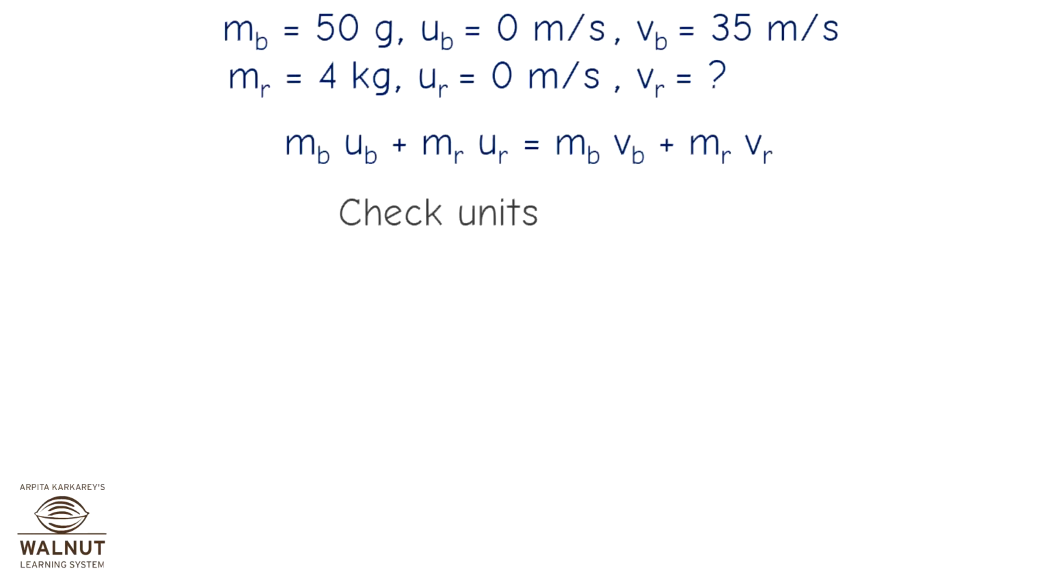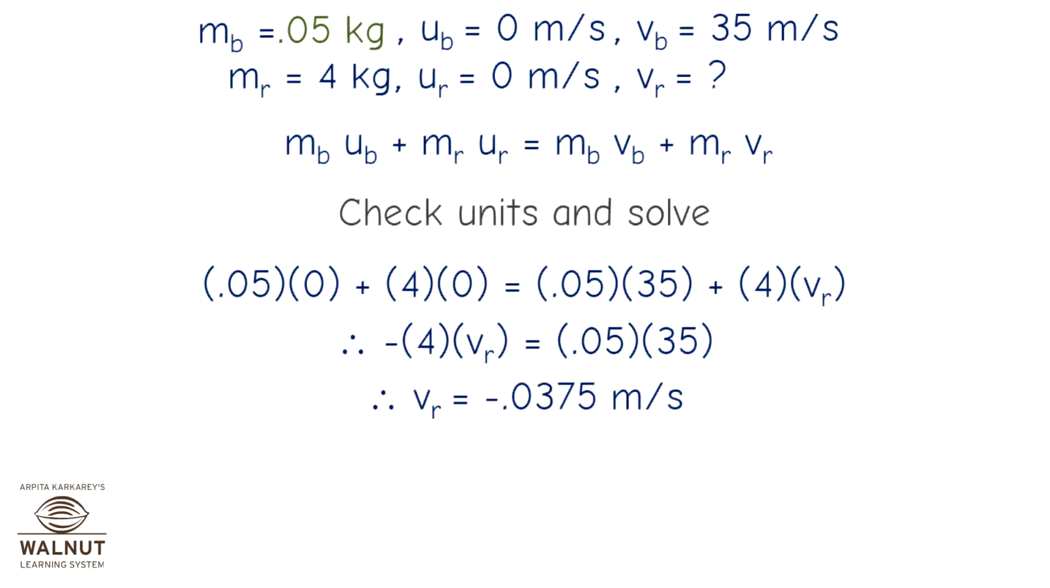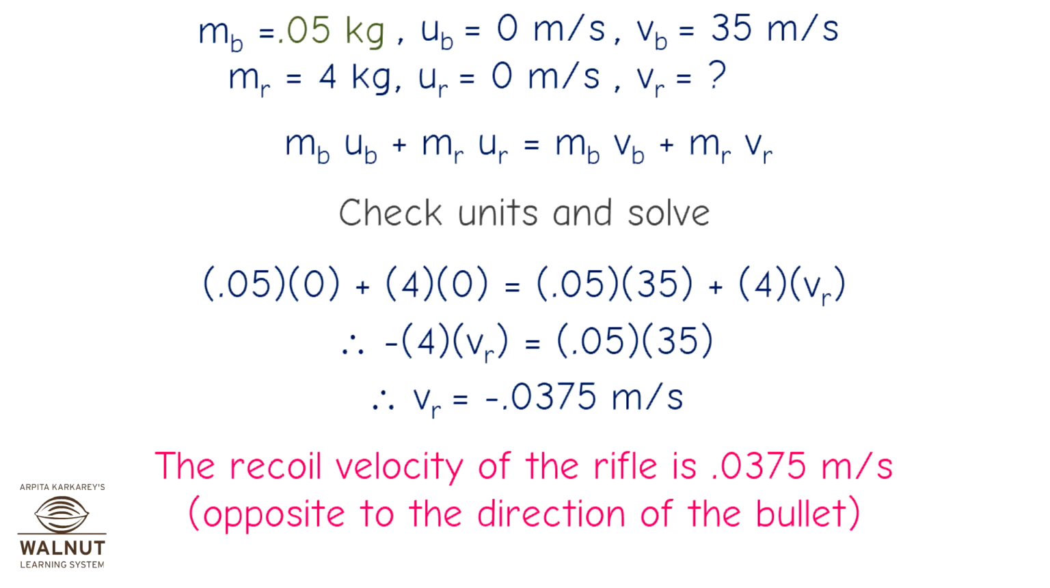First, you check the units and solve. Therefore, 0.05 into 0 plus 4 into 0 is equal to 0.05 into 35 plus 4 into vr. Therefore, minus 4 into vr is equal to 0.05 into 35. Therefore, vr is equal to minus 0.0375 meters per second. The recoil velocity of the rifle is 0.0375 meters per second, opposite to the direction of the bullet.